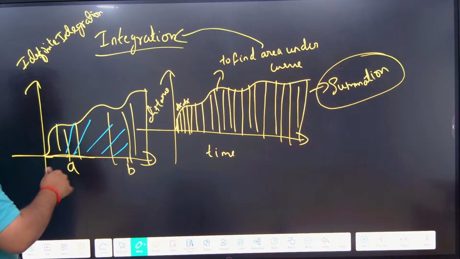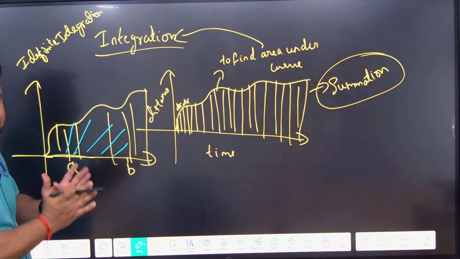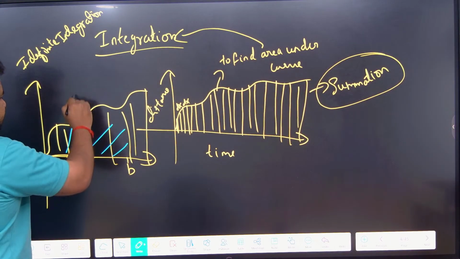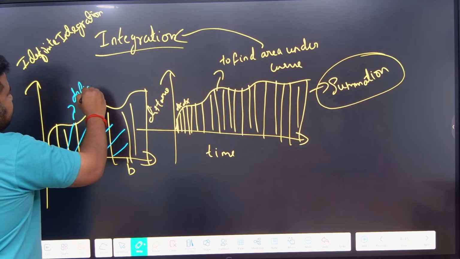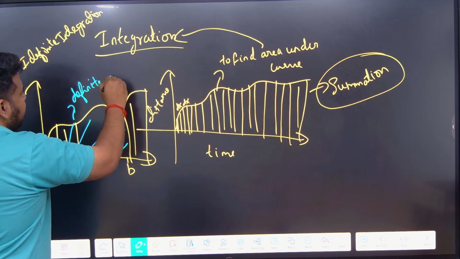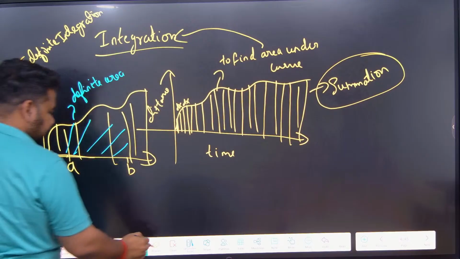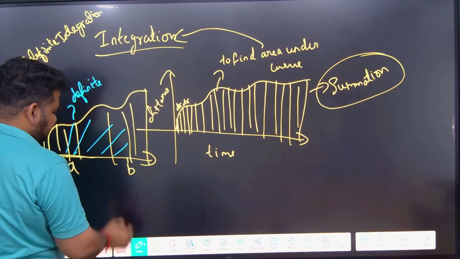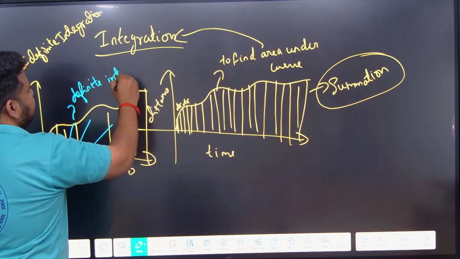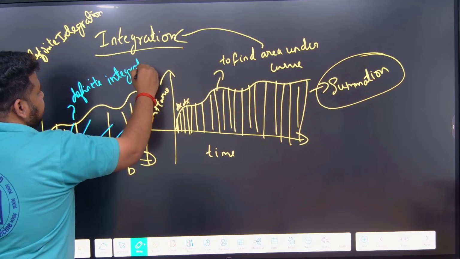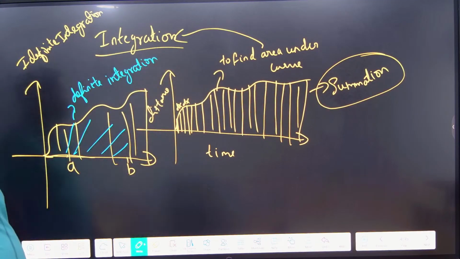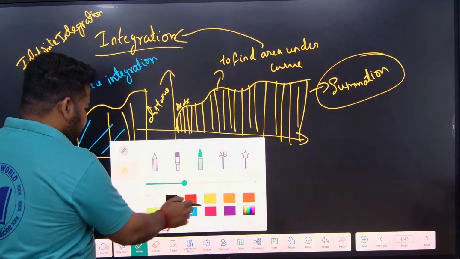This is called definite integration. You have a proper boundary, that is called definite integration, which we will be discussing in the upcoming classes. When we have a boundary, that is definite integration. For the entire curve, when there is no boundary, that is indefinite integration. Okay, let us proceed further.